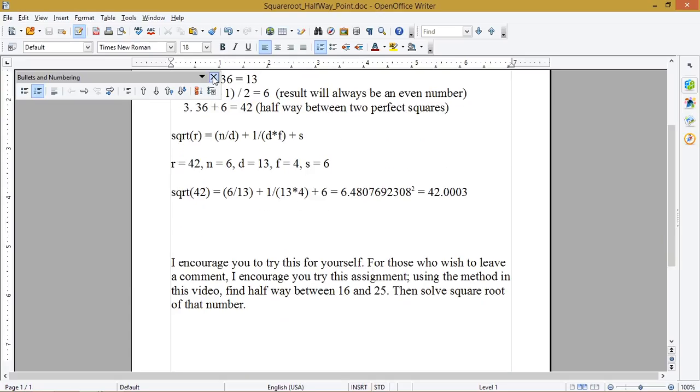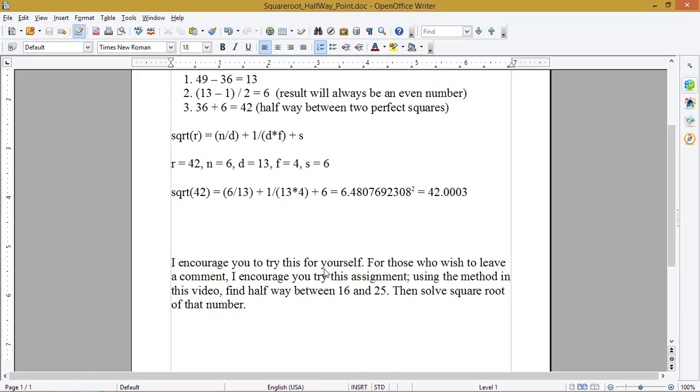So, what's next? Well, I encourage you to try this for yourself. For those of you who wish to leave a comment, and please, I'd like you to leave a comment, even if you don't get the answer right. This is obviously not a real math class, I should say. I mean, you're not being graded. It's simply a YouTube video helping people out who are interested. But I encourage you to try this assignment, using the method that you just learned in this video.